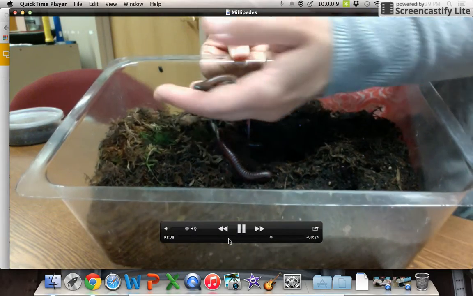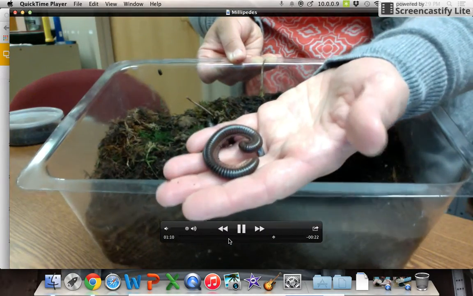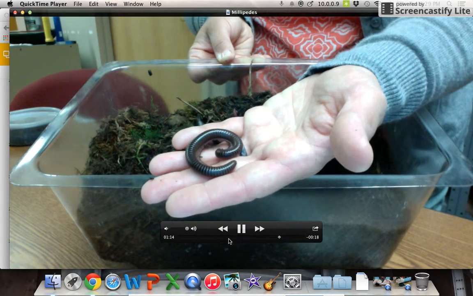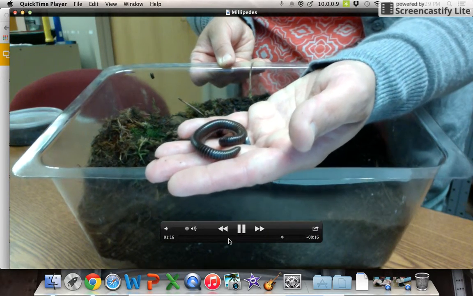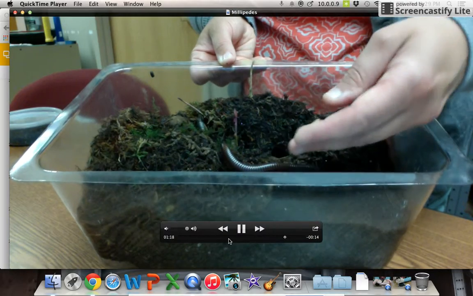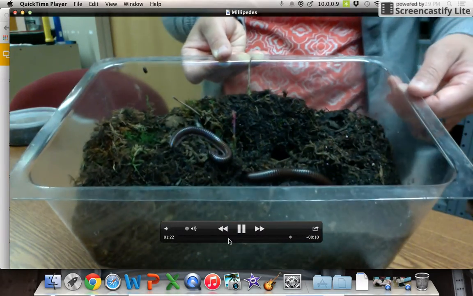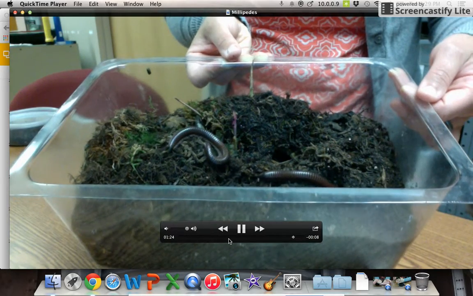They too like to curl up. Make sure if you do get the millipedes that you secure the lid with tape or with a binder clip, and also taping the air hole on the top of the lid closed is a good idea. Millipedes are very good at escaping.